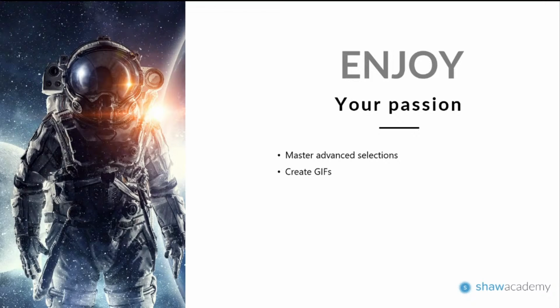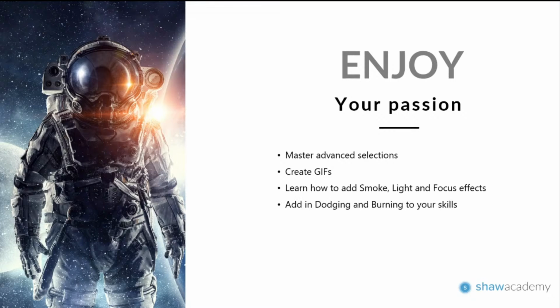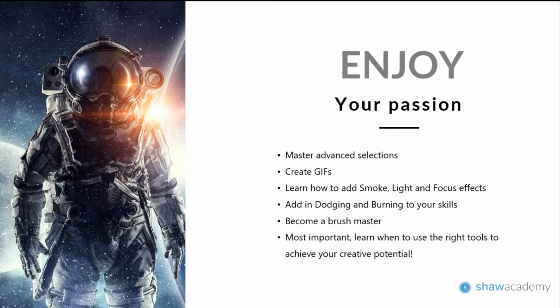You'll master things like advanced selections. You'll be able to create GIFs. You'll learn how to add things like smoke, lighting and focus effects to build upon everything that you've learned so far. We'll have a look at how to add dodging and burning into your skills. Very, very important, especially for photographers. We'll have a look at how you can really master brushes. We'll talk about brushes a little bit more in lesson 8, but there's a huge amount that we can do with brushes that we haven't even gone near yet. But most importantly, you learn when to use the right tools to achieve your creative potential within Photoshop.